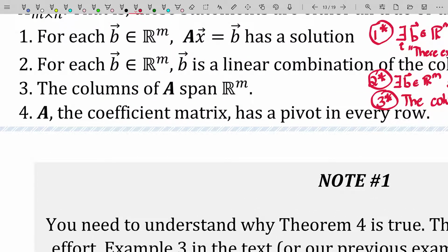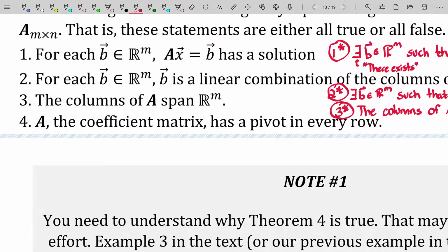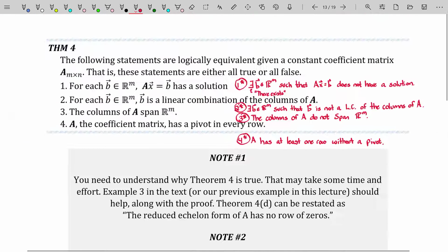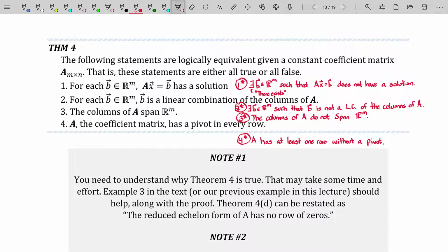The fourth statement is that A, which is a coefficient matrix, has a pivot in every row. Well, the opposite of that is that it doesn't have a pivot in every row. And probably, now that I'm about to write this down, a better way to say it is A has at least one row that does not contain a pivot. So, in summary, very quickly, either all these yellow highlighted statements are true or they're false. If they're false, that means all these red highlighted statements take effect. It's probably easier just to remember the yellow highlighted statements and to be able to negate them on the fly, but I'm just showing you the negations of them here.